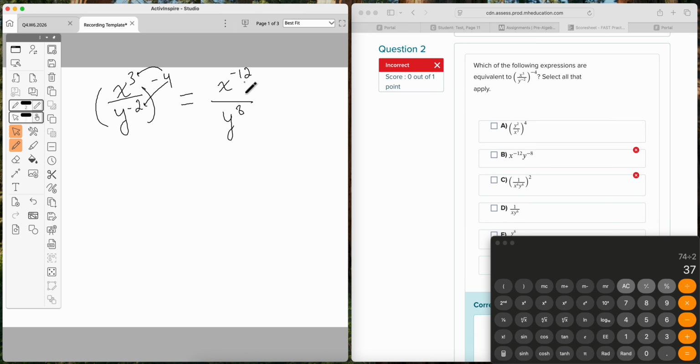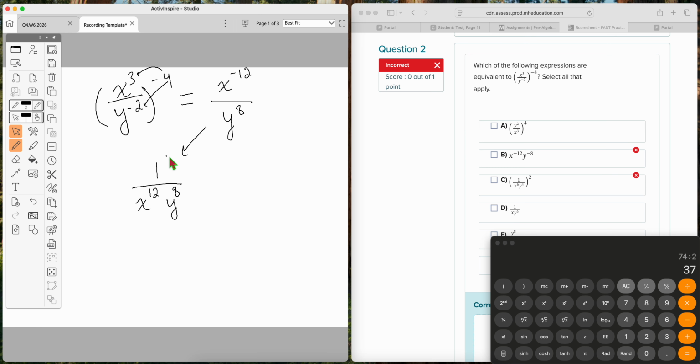And we can simplify this more because we don't want negative exponents. To make a negative exponent into a positive exponent, you have to move it to the other side of the fraction. So I would get 1 over x to the power of 12 times y to the power of 8. I moved the x to the bottom, so that's why the 12 is positive now. And since we don't have anything up there, you just put a 1 at the top.